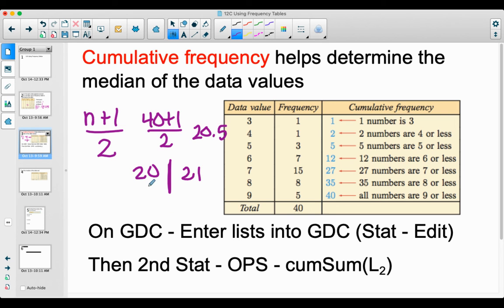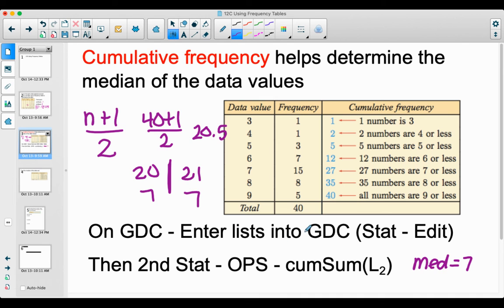So where is the 20th and the 21st number? Well, if you look here, 12 numbers are 6 or less, and 27 of the numbers are 7 or less. So it's going to fall right in here. So the 20th term is a 7 and the 21st term is also a 7. So when you do 7 plus 7 divided by 2, you end up with a median of 7. So your median is 7.